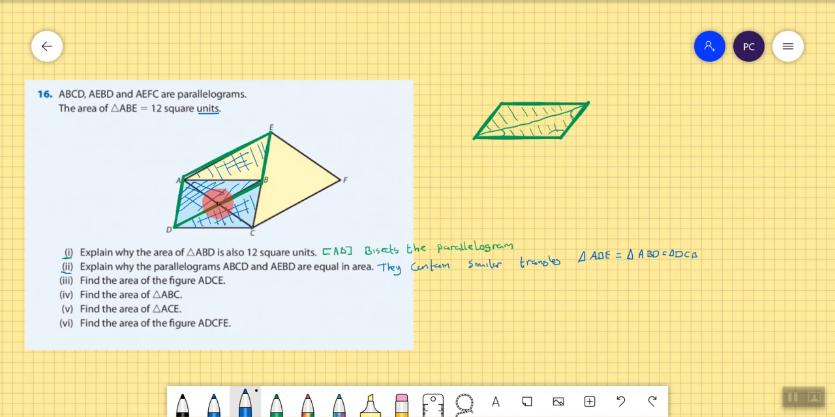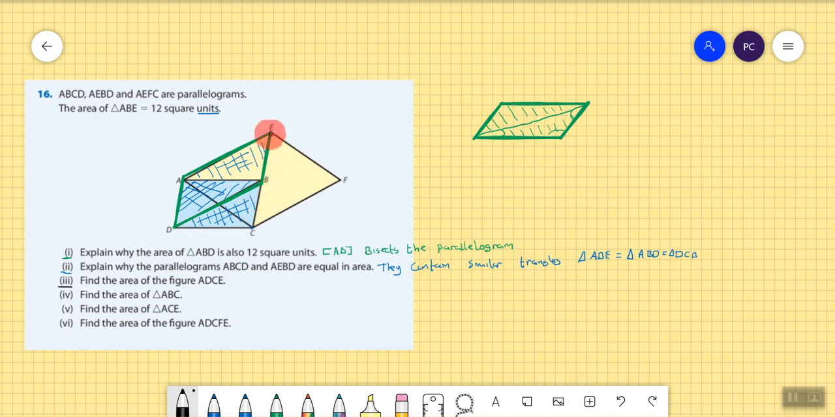So this area is equal to this area, and that's the area of the first parallelogram, and this area is equal to this area, and that's the second parallelogram. So that's why. So the third part then, part 3, find the area of the figure ADCE.